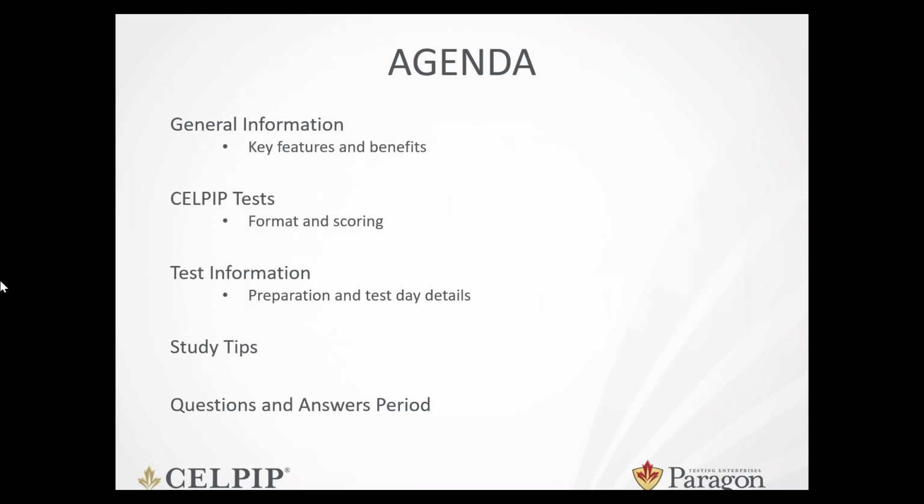So the agenda today is we are going to start with some general information, including key features and benefits about the CELPIP test. We also have two different types of CELPIP tests, our CELPIP General test and our CELPIP General LS test. So we're going to go through the format and scoring of each test. We're going to go through some test information, including how do you prepare for the CELPIP test and what to expect on the day of the test as well. We also have some free study tips, and that's always a very popular segment of the information session.